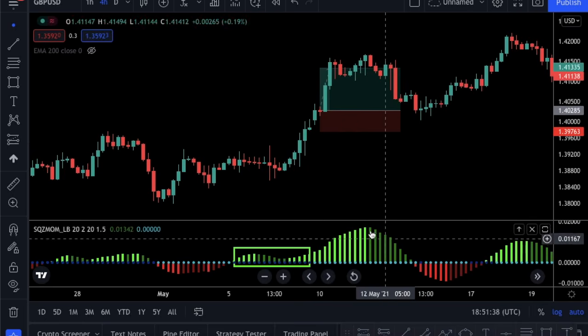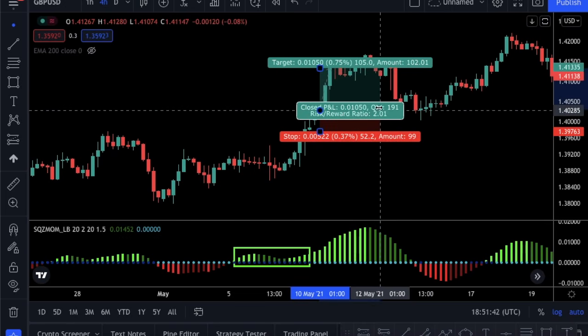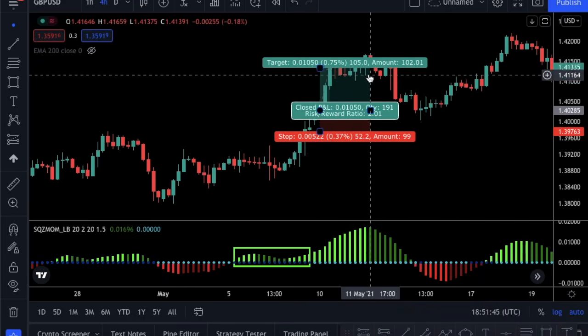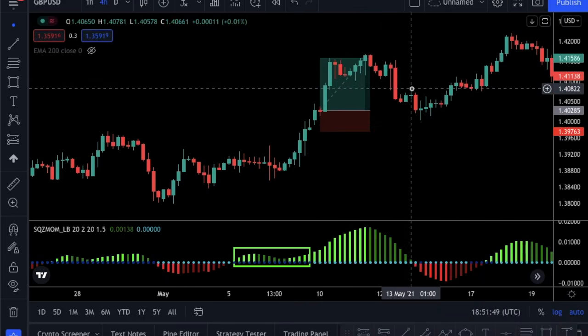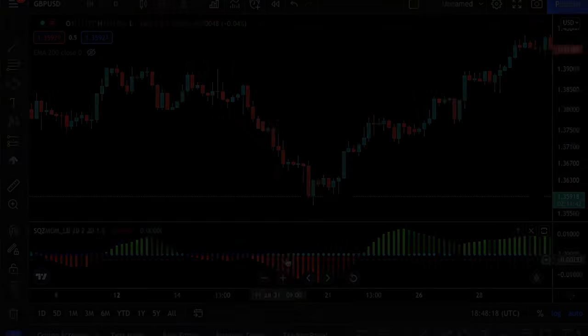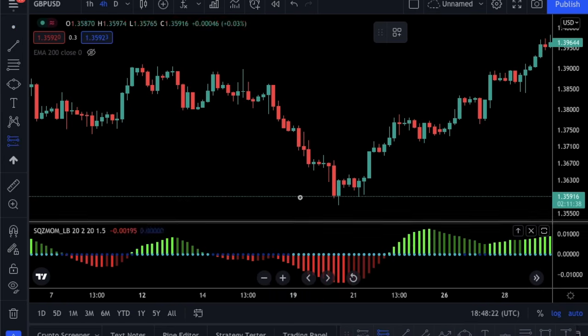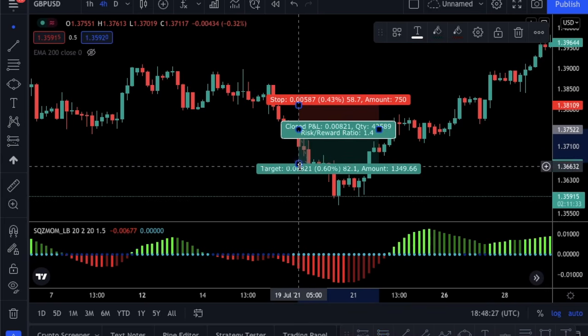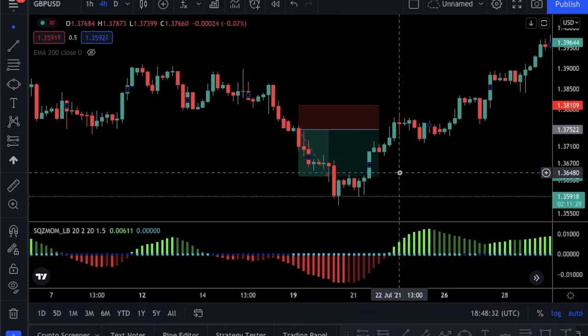So on a long setup, we will open a position once the dots turn light blue, and we will close the position when we see a dark green bar for the first time. Same way, if the bars are red when we see the bright blue circle, we will open a short position, and we will close our position once the bars turn dark red.